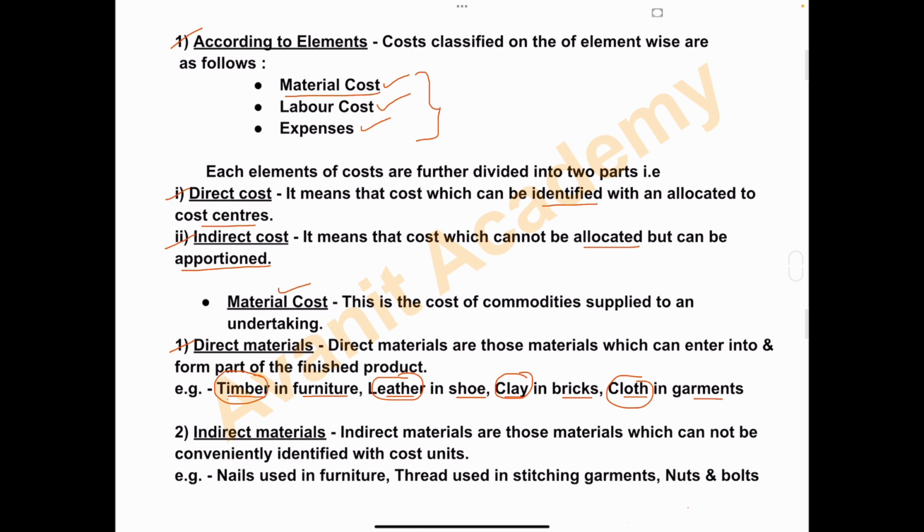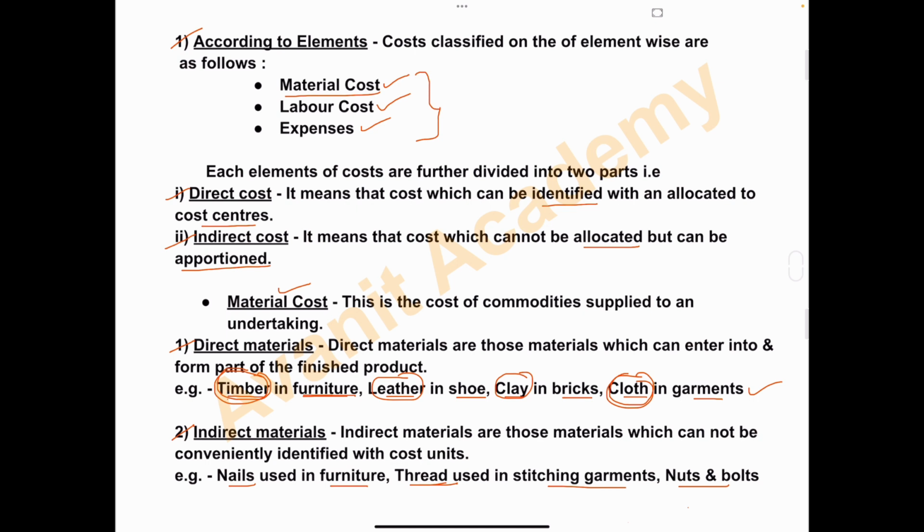And the second one is indirect materials. Indirect materials are those materials which cannot be conveniently identified with the cost center. So, for example, nails used in furniture, thread used in stitching the garments, and nuts and bolts.